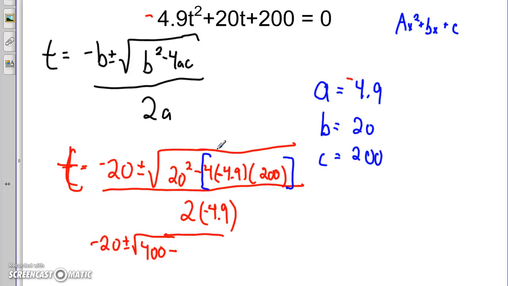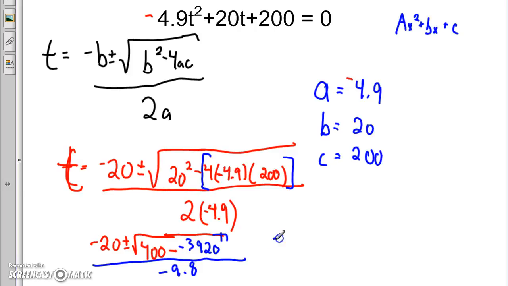I get negative 3,920. Okay, so I have 400 minus negative 3,920. This is fun that you have minus negative. In fact, it's good that you have minus negative because we want this to be positive at the end. I will tell you now, all the answers should, unless I make a mistake, be real numbers. So if you get an error or an imaginary number on that square root part, you have plugged in something wrong, is all I can tell you. On the bottom, 2 times negative 4.9 is negative 9.8. Man, you can't get rid of that negative 9.8. It's just going to keep coming up.